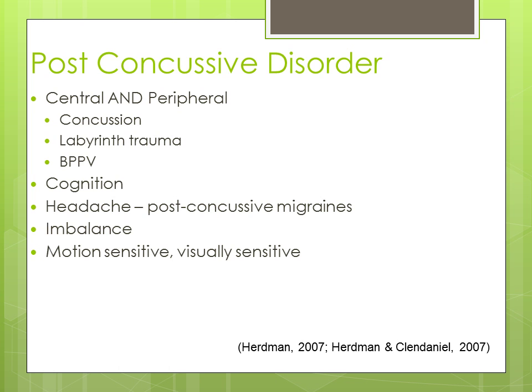Post-concussive disorder. These folks can have both central and peripheral problems because they've got a concussion with a traumatic brain injury. They can also have trauma to the actual labyrinth, which sometimes causes BPPV as well. So they have what we sometimes call the trifecta. They have all three problems going on. They also might have some cognitive issues, memory problems. They also might have some post-concussive migraines, some imbalance issues, and they can be very motion sensitive and very visually sensitive as well. We have to treat these people very gently.